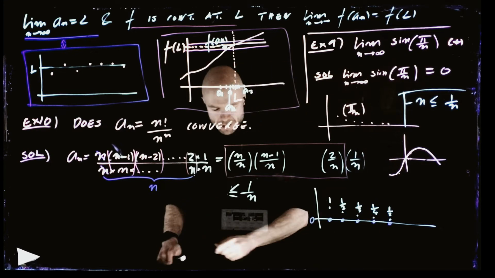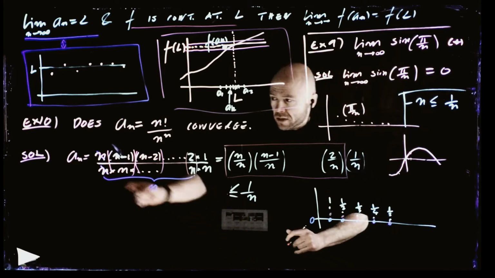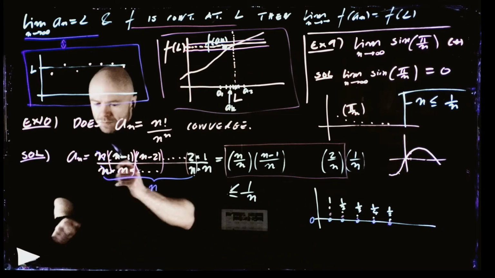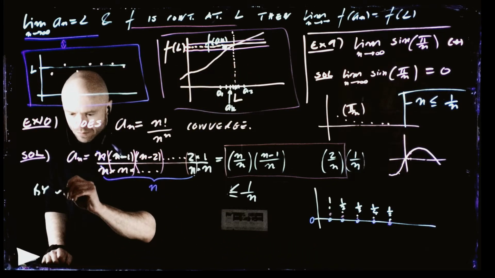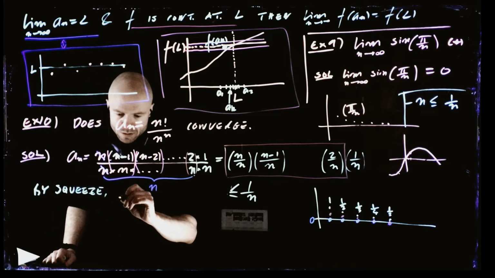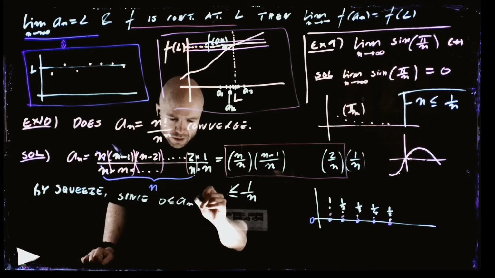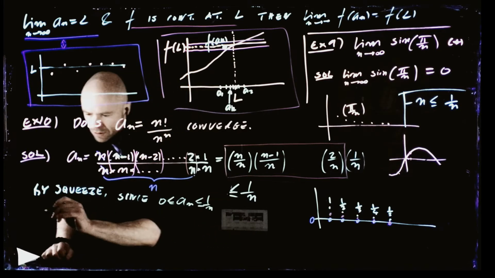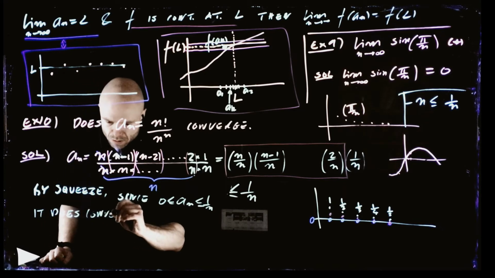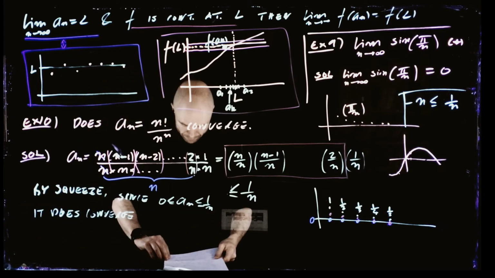Then, sure enough, our guy an is squeezed between these two sequences, because this thing is always positive, so it's always bigger than 0, and it's always less than 1 over n. So by the squeeze theorem, since 0 is less than an is less than 1 over n, it does converge.